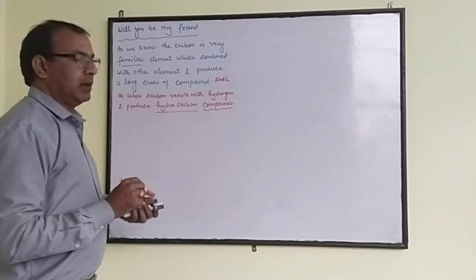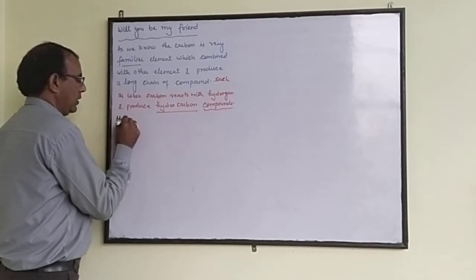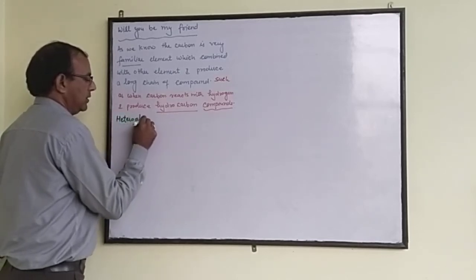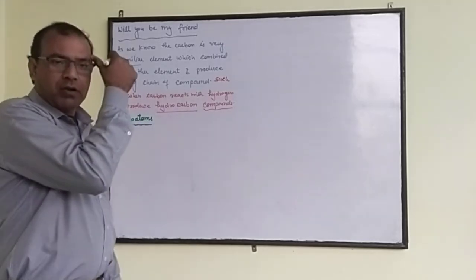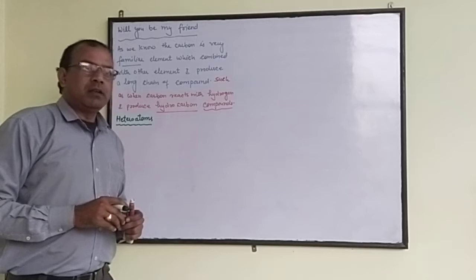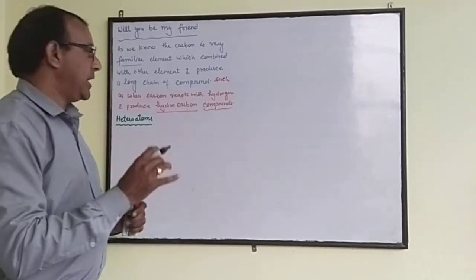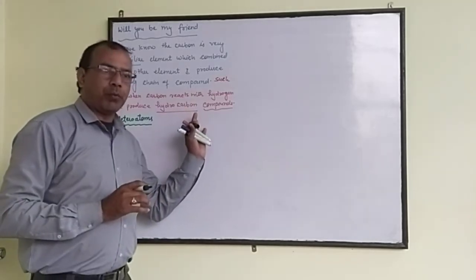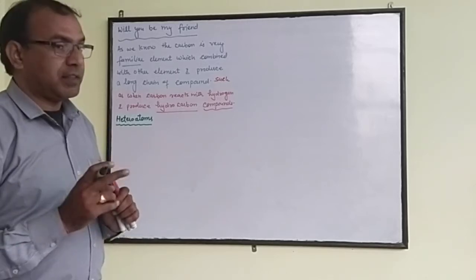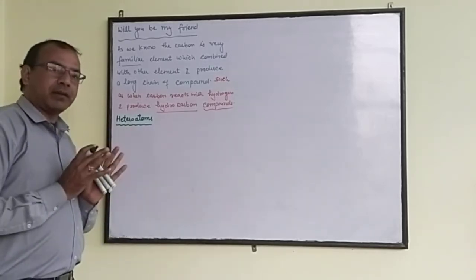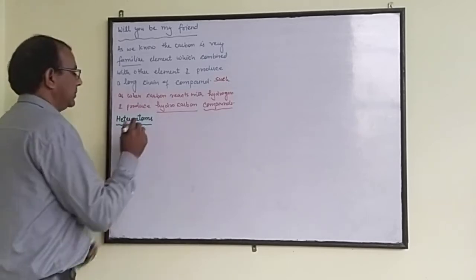Now one word: what do you mean by heteroatoms? There are some elements such as oxygen, nitrogen, sulfur, chlorine and bromine, which react with a hydrocarbon compound and replace hydrogen atoms one by one, but they maintain the valency of carbon. Those atoms are called heteroatoms.